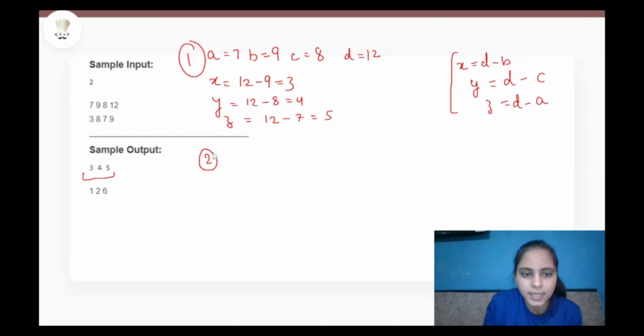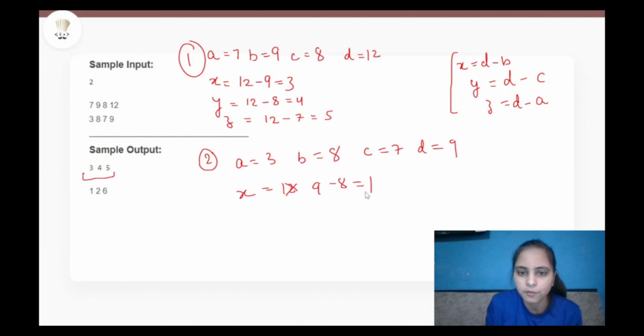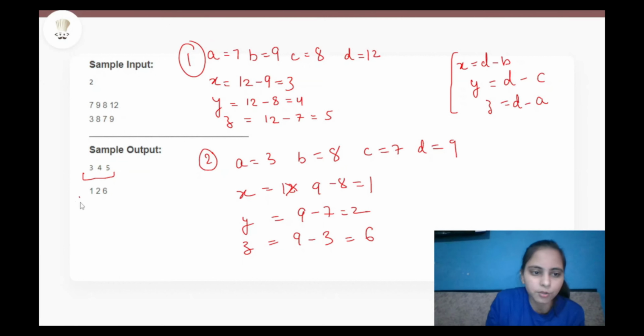And for the second test case, we can similarly find the value of x, y, z. x is going to be d minus b, that is 9 minus 8, 1. Y is going to be d minus c, that is 9 minus 7 equal to 2. And z is going to be 9 minus a, that is 9 minus 3 equal to 6. That is 1 2 6, which is the same as given in the sample output. So our set of values runs correct for these given sample inputs.